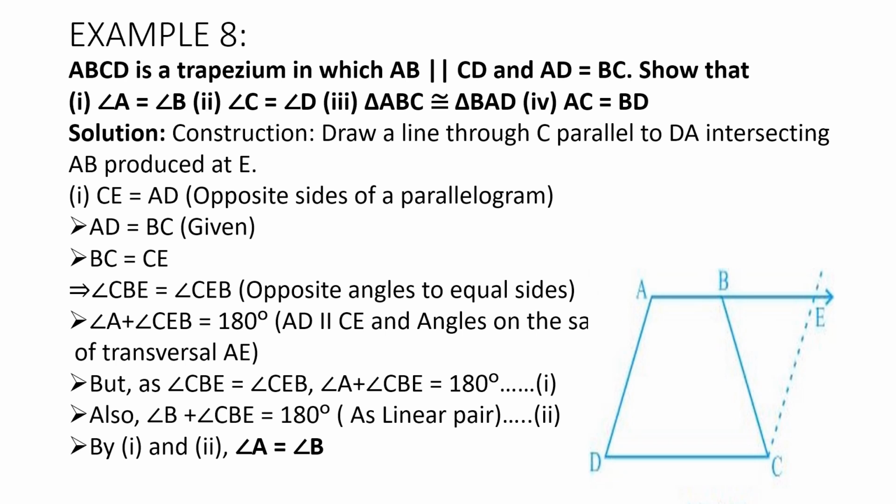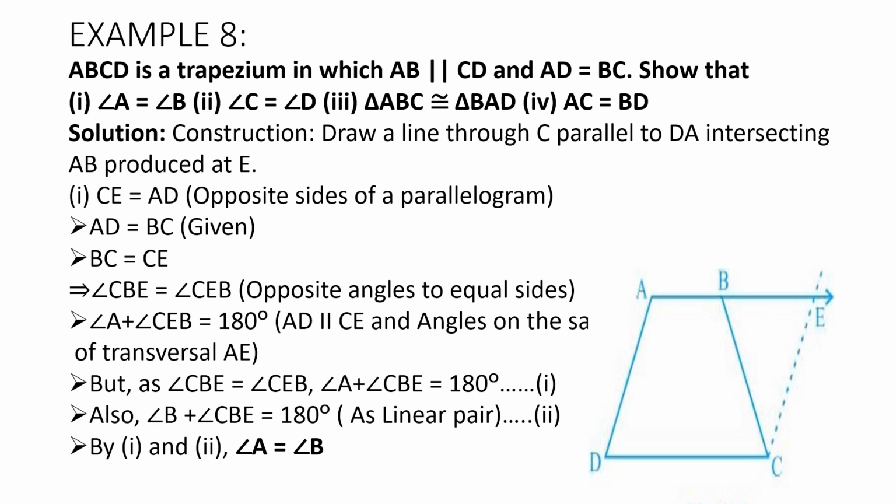ABCD is a trapezium in which AB is parallel to CD and AD is equal to BC, an isosceles type of trapezium. Show that angle A and B are equal, angle C and D are equal, triangle ABC and triangle BAD are equal, and diagonals AC and BD are equal. We will try to prove them one by one. First thing is how the construction is done. Draw a line through C parallel to DA intersecting AB produced at E.